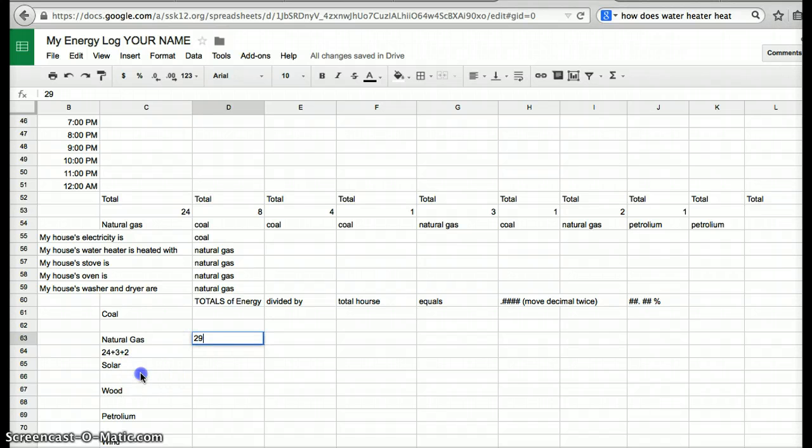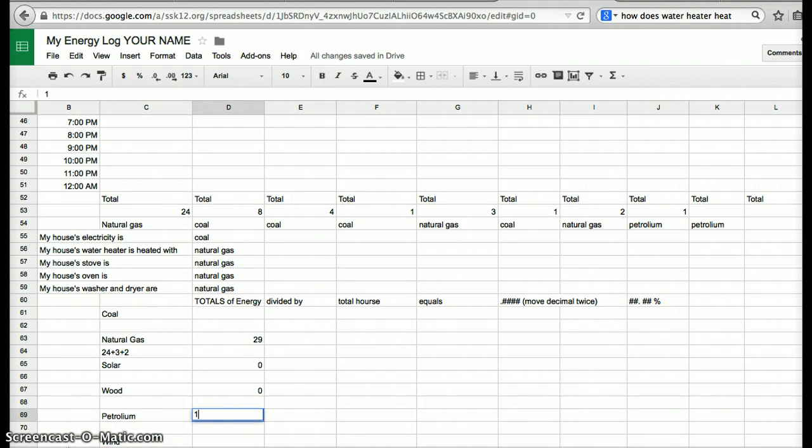So I would do that again for solar. Well, I didn't use solar at all, so I'm just going to immediately say 0. All right. Wood, I don't actually have a wood-burning stove, which is a bummer. I wish I did. But I'm going to put 0. Petroleum, here I go. Okay, petroleum, I only, for my example, used it 1, but if in my example I'd also ridden the bus and used that for 3 hours or something, I'd say 1 plus 3, but I don't, so I'm just going to say 1.